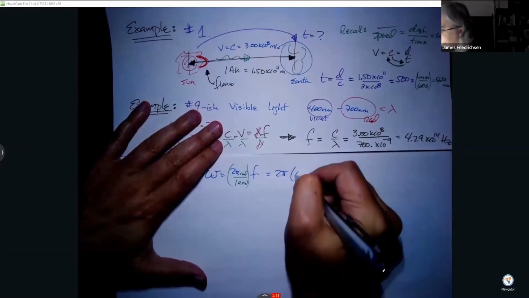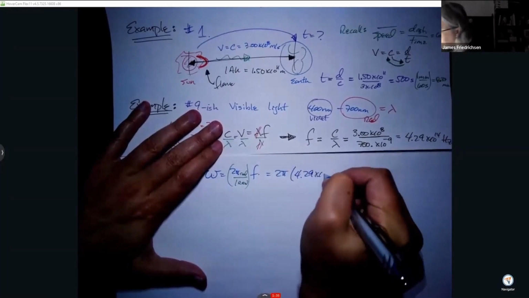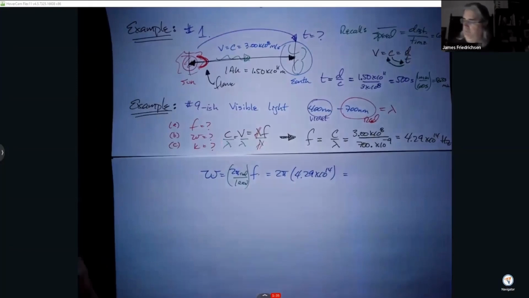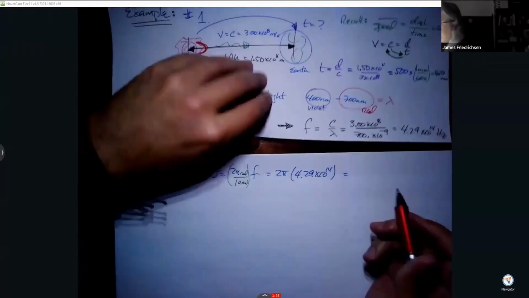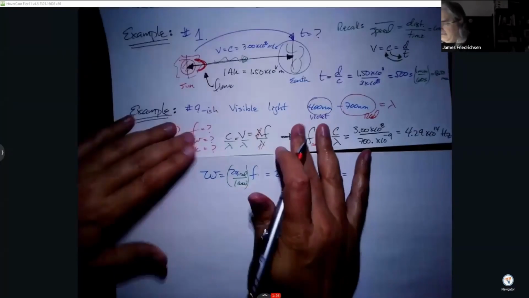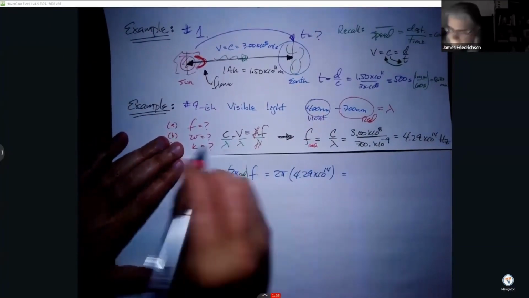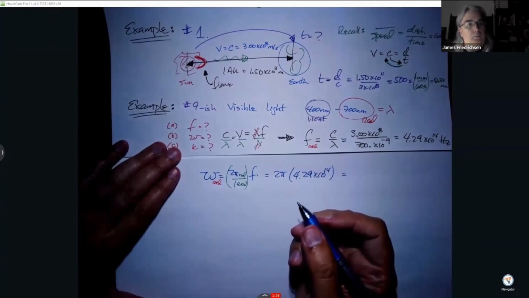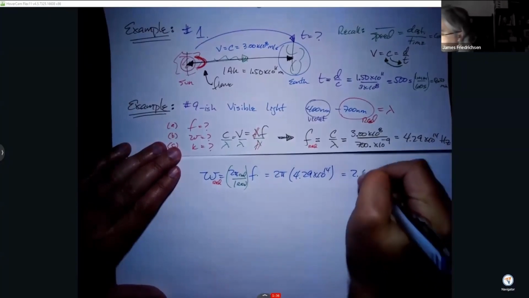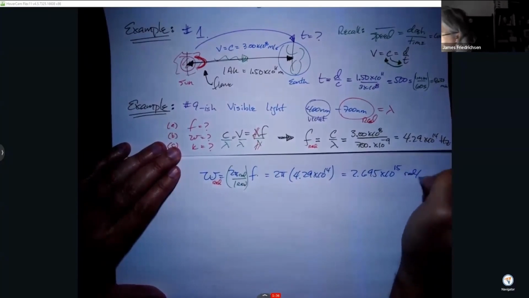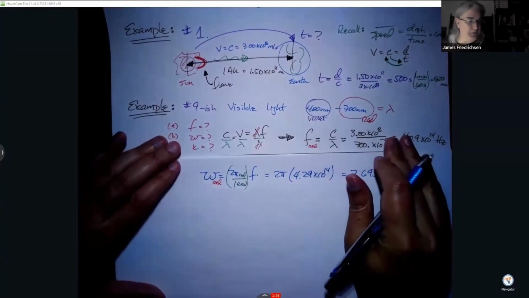2 pi times this frequency, 4.29 times 10 to the 14 gives us what value for the angular frequency of the red end of the visible spectrum? And I can mark these as f red, I guess. I'll mark this one as omega red. We get 2.695 times 10 to the 15, and that'll be in radians per second.